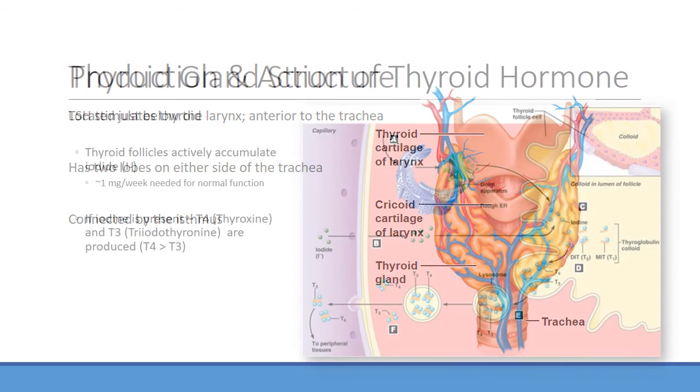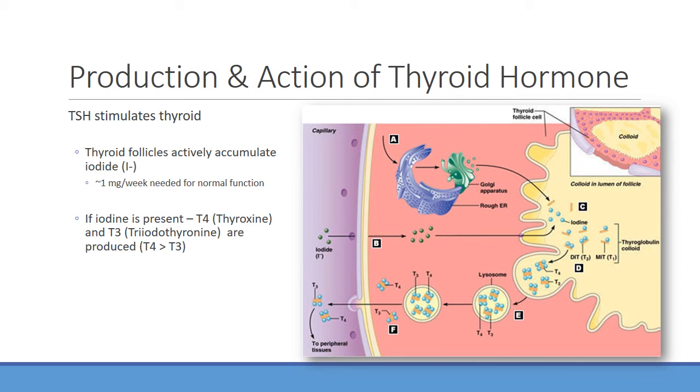What is the gland going to do for us? It produces T3 and T4. What does that do for the body though? Temperature regulation is a good one. Metabolism, blood pressure, heart rate, all kinds of things get affected by this. And so we'll go over the process of actually producing thyroid hormone very quickly.